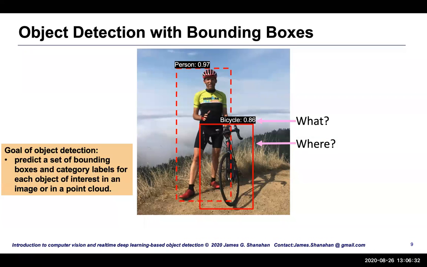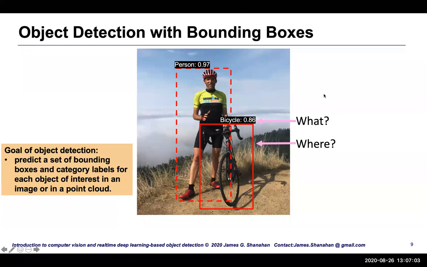When we think about object detection for the purposes of this tutorial, we're going to focus on predicting a set of bounding boxes and category labels for an object of interest, be that in an image or in a point cloud, so 2D or 3D. This tutorial will primarily focus on 2D object detection, although I'll mention in passing a couple of approaches that allow us to do 3D object detection.